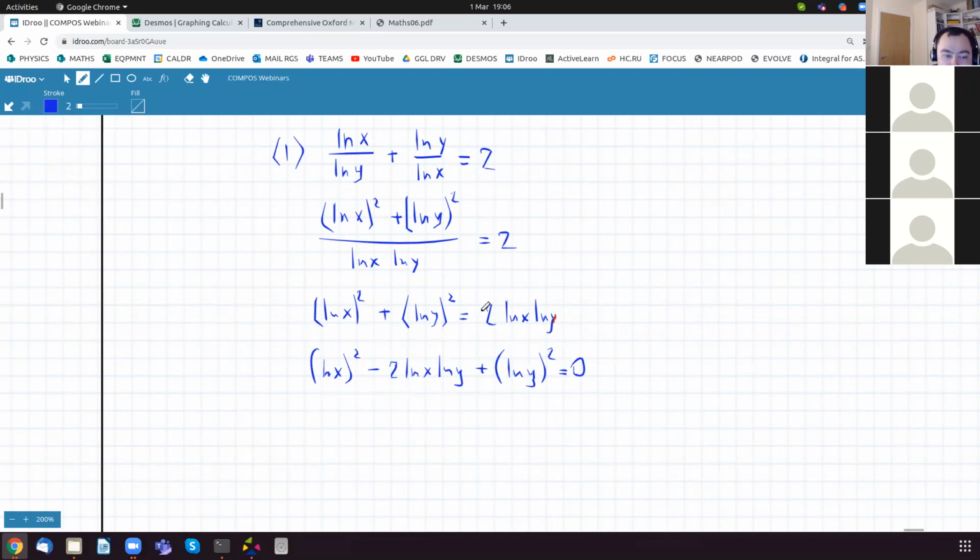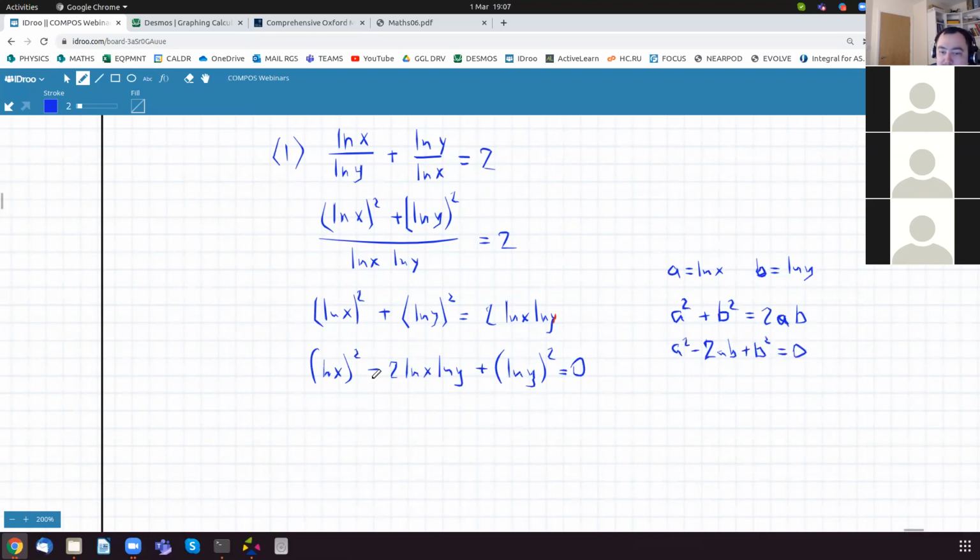So what gave me this idea? Well, in my head, I did the following. I said, let's do a substitution. Let's make A equal ln x and B equal ln y. And what I have essentially is a squared plus b squared equals 2ab. And this looks very comfortably familiar, because if you do a squared minus 2ab plus b squared, you get a complete square.